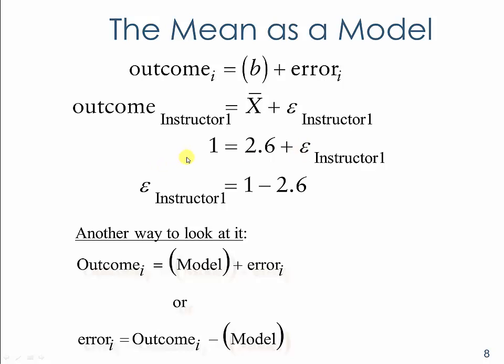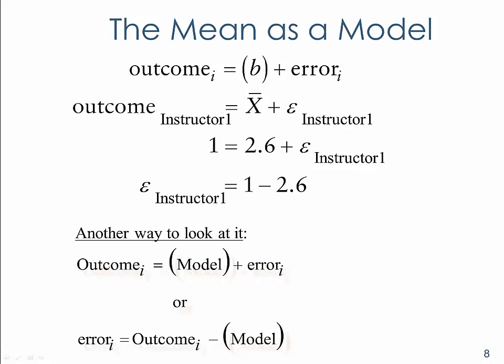So with a little bit of algebra, what we can find is that the error is 1 minus 2.6, or in other words, negative 1.6. And because the error is a negative number, it represents the fact that our model overestimates the lecturer's popularity. In other words, our model mean, the 2.6, is what our model predicts. So our model predicts that instructor number 1 will have 2.6 friends, but he actually only has 1.